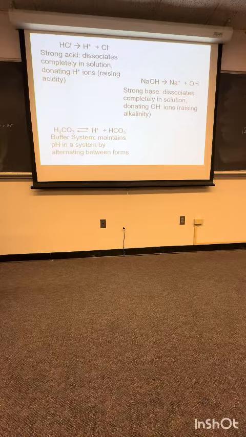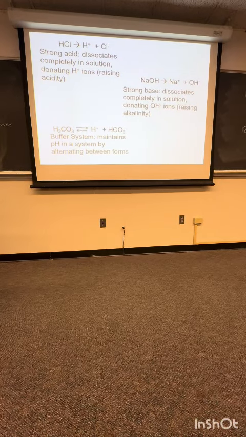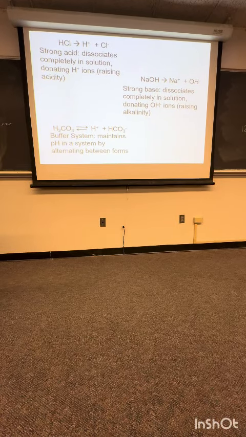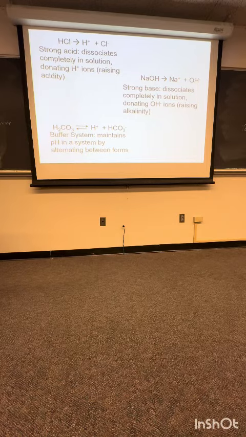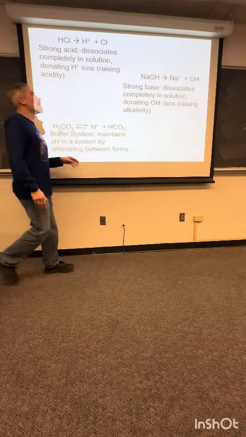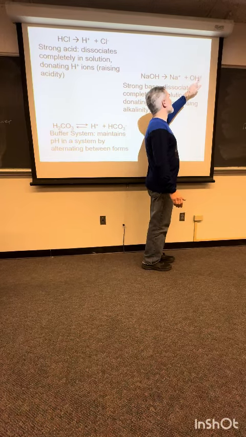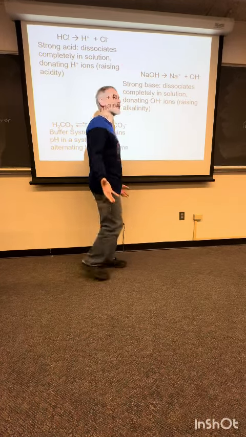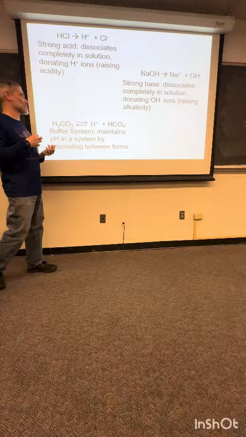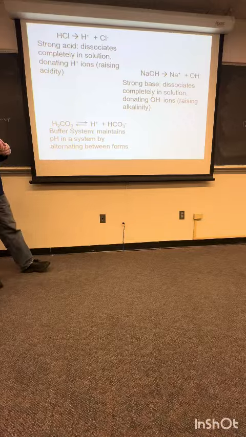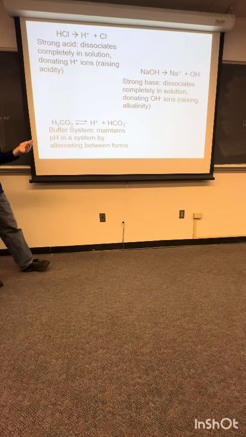making it more acidic. The opposite is true of sodium hydroxide. That dissociates completely in solution, but each time you add a sodium hydroxide molecule, you're adding 1 molecule of hydroxide. And each time you add hydroxide, that's going to take a hydrogen ion out of solution to form water. And so that is going to make something more basic, right?